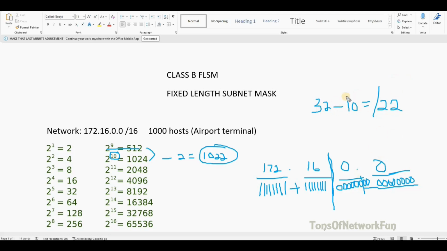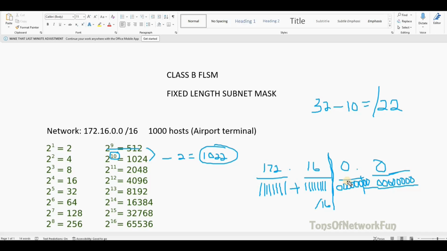Even if you don't minus like this, you know from here this much is slash 16, right? Now plus 1 is 17, plus 2 is 18, plus 3 is 19, plus 4 is 20, plus 5 is 21, plus 6 is 22. So you don't need to minus like this. You can straight away tell what would be the slash value like this also, right?